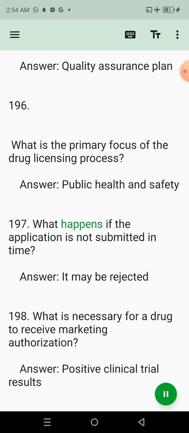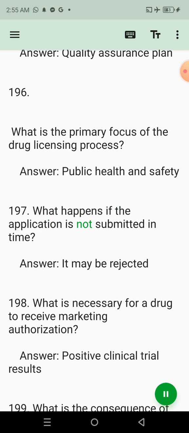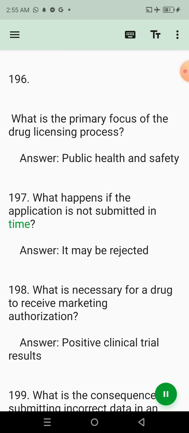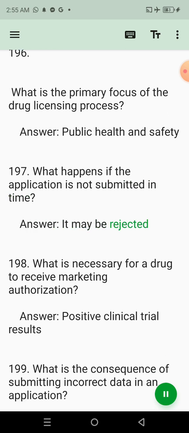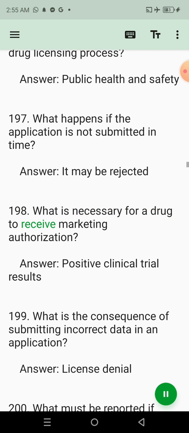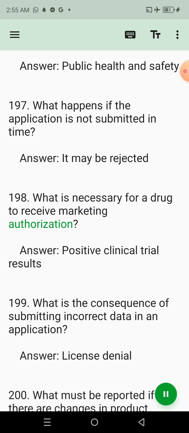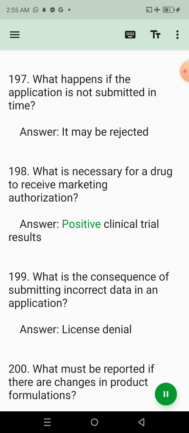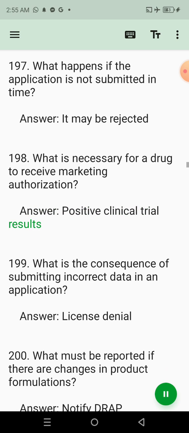197. What happens if the application is not submitted in time? Answer: it may be rejected. 198. What is necessary for a drug to receive marketing authorization? Answer: positive clinical trial results.